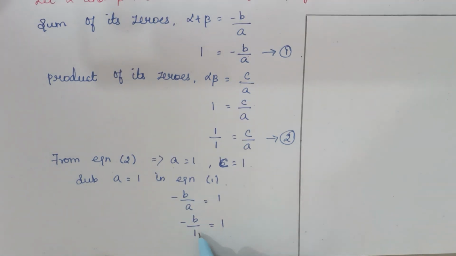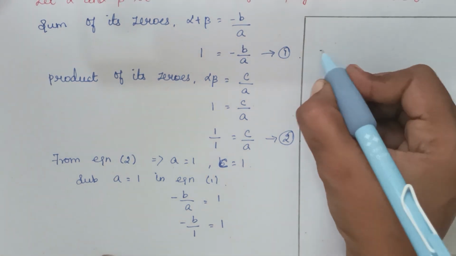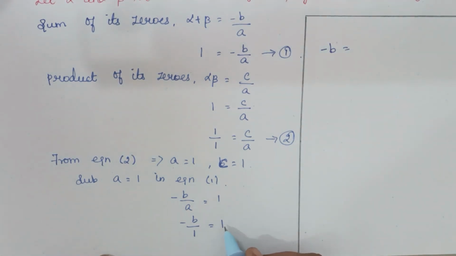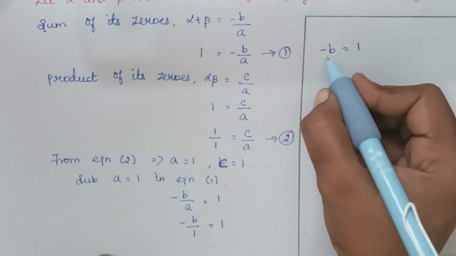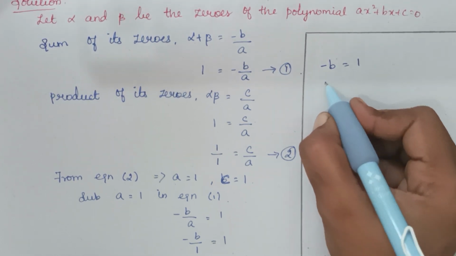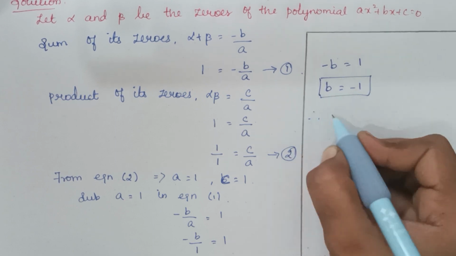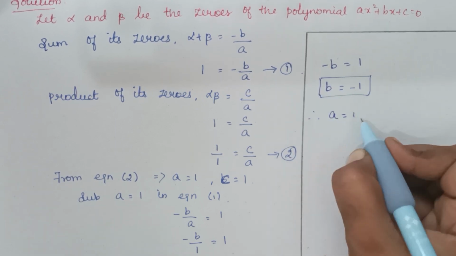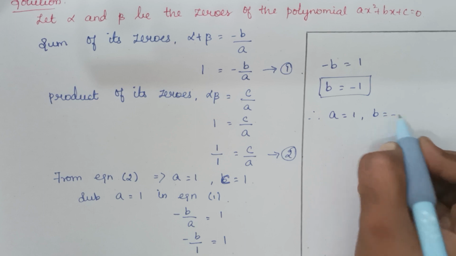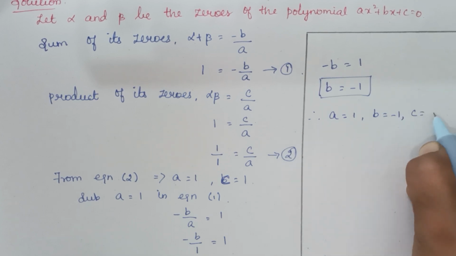Okay. Now this division comes to this side as multiplication. So minus b is equal to 1 into 1, that is 1. So minus b is equal to plus 1. So then b is equal to minus 1. Okay. So hence we found the value of a is equal to 1, b is equal to minus 1, c is equal to 1.